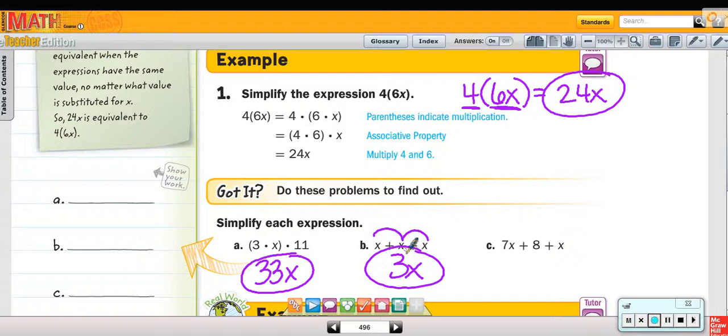Look at letter C. What are my like terms in letter C? Sydney? 7. Like terms. That's just a coefficient. What are my like terms? X and what? Not just 7. 8. No. What's the other thing that's like it? Like terms have the same variables, or they're constants. What can be combined in that expression?